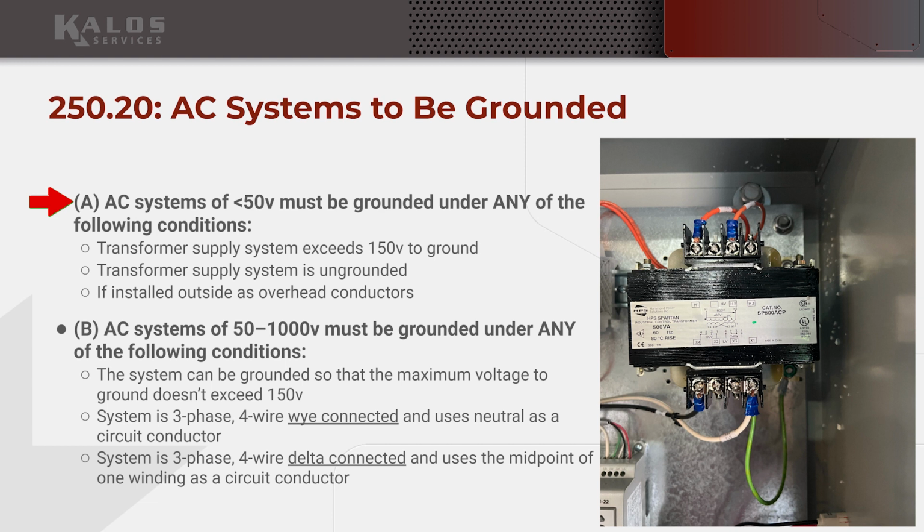So this is something we want to make sure we have a full understanding of. So that would be one situation. AC systems of 50 volts or less to ground must be grounded in any of those circumstances.